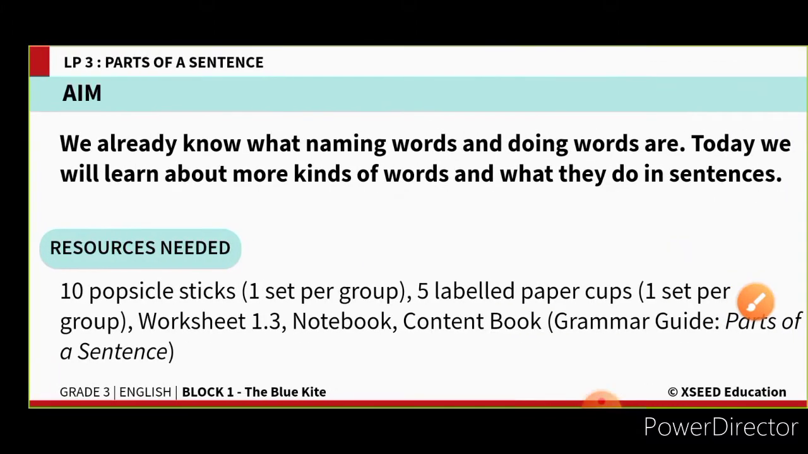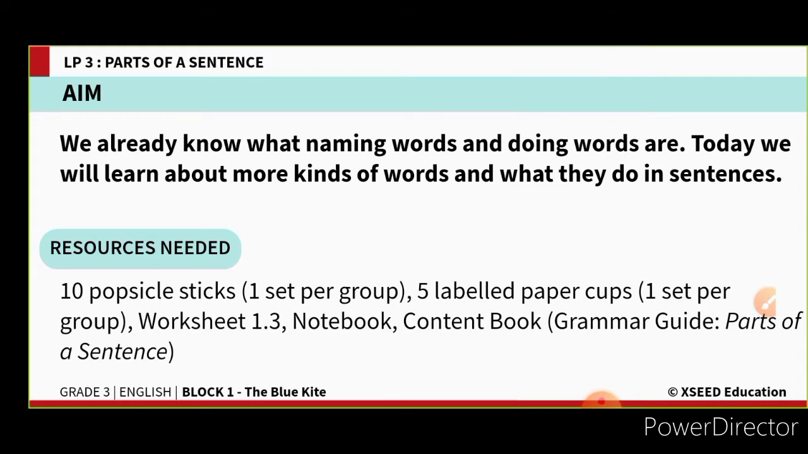Okay, now let us see. We already know what naming words and doing words are. Today we will learn about more kinds of words and what they do in sentences. So today we are going to learn about the different kinds of words, the different parts of speech in a sentence. In each sentence, we are going to find which types of words are present, organize them, and sort them into different groups.